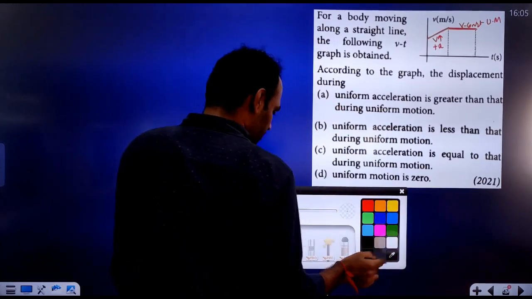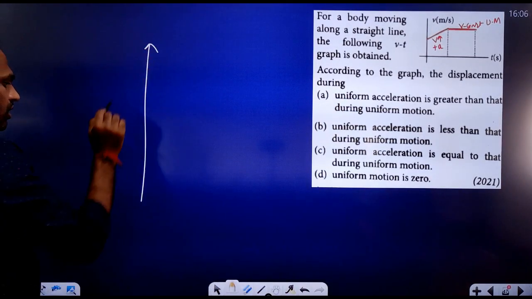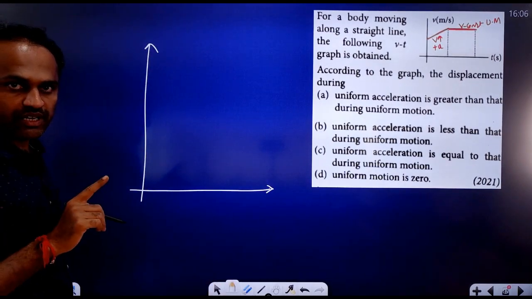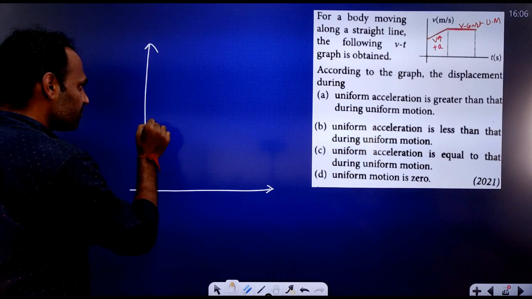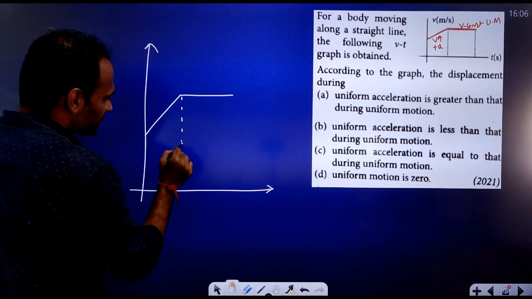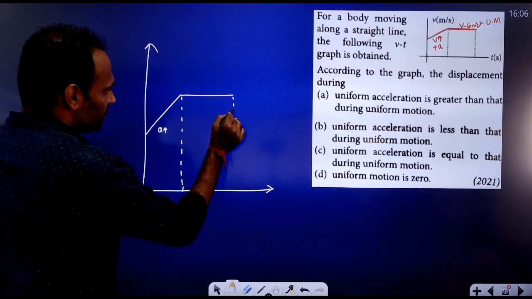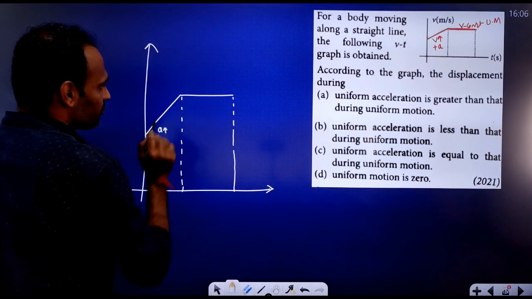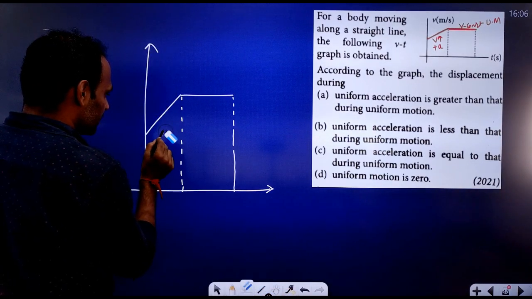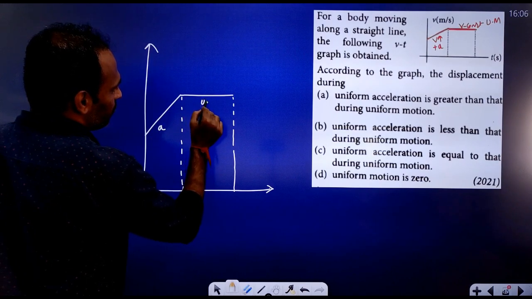Now next, they ask where the displacement is more and where it is less. How do we get displacement from a VT graph? Area under the VT graph gives you displacement. The VT graph is like this. We have broken it into two parts. This is accelerated motion, and this is non-accelerated motion, uniform motion, right?